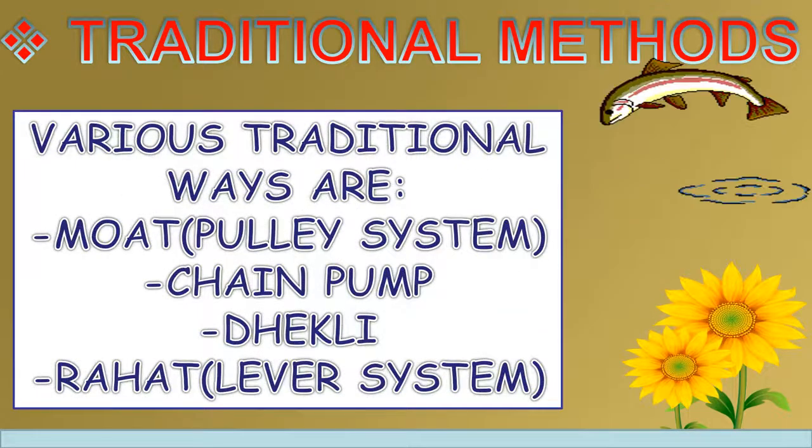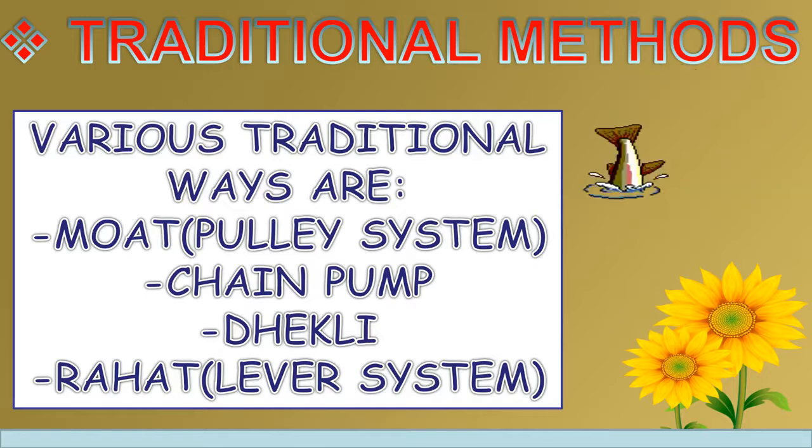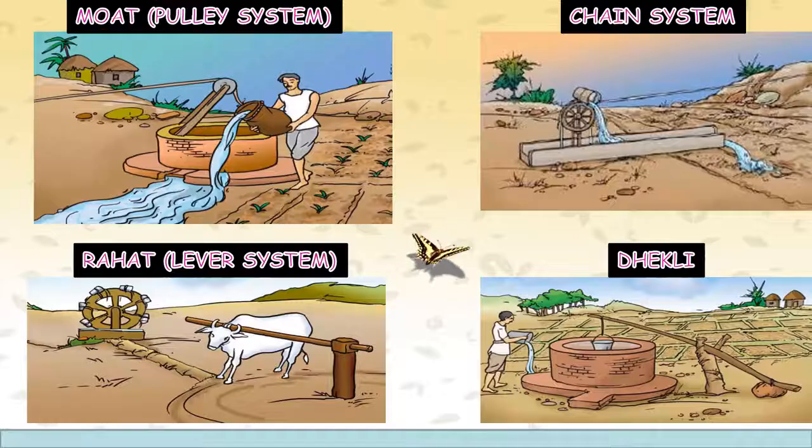Various ways of traditional irrigation are moat, also known as pulley system, chain pump, dhekli, and rahat, also known as lever system. They were used in earlier years. However, even today, some small farms in rural areas adopt these. You can find more information on these methods from your parents and grandparents. Have an interesting talk with them.